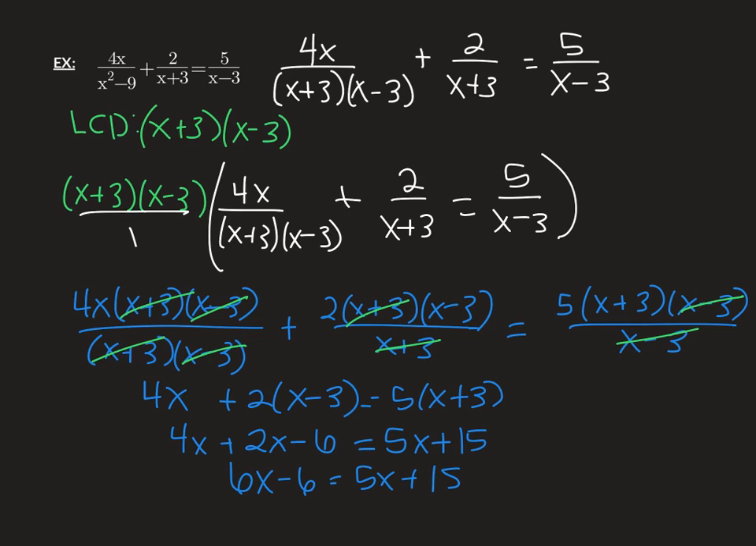And simplifying, I get 1x equals 21. And as long as this answer is not one of the things that would make my denominator 0, then I'm good.